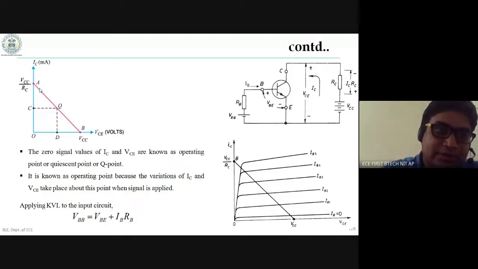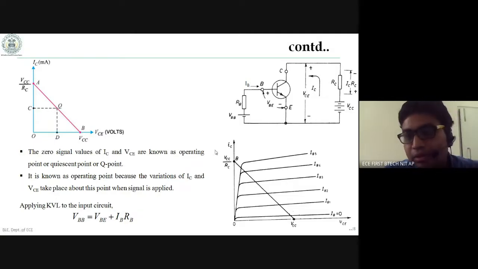Now any point which is situated on this load line is called the Q point. The Q point is somewhere here, in the middle of this load line. This is also one Q point here, and this is also one Q point here. So if you take into consideration VCC and VCC by RC, we call the zero signal values of collector current and VCE the operating point, or Q point.